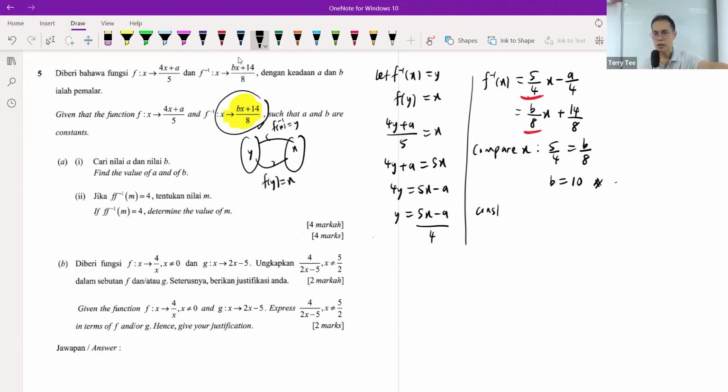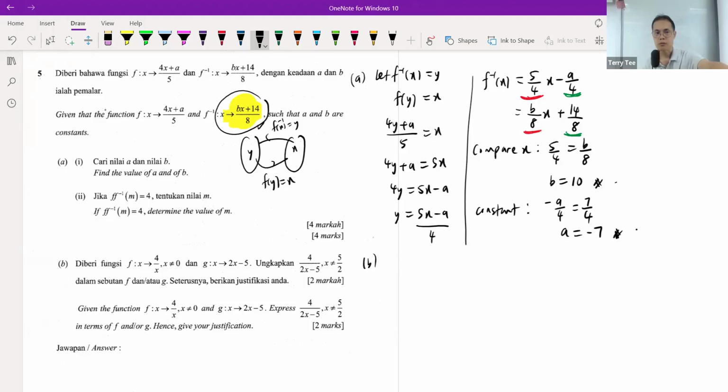Then you compare your constant. Constant is the one without x. Let me use a different color here, the green one. There is a negative in front, so we say negative a over 4 is now 14 over 8. That 14 over 8 we can also simplify to 7 over 4. So by comparison, a is just negative 7. The negative is just transferred to the right-hand side. All right, so that is part A.